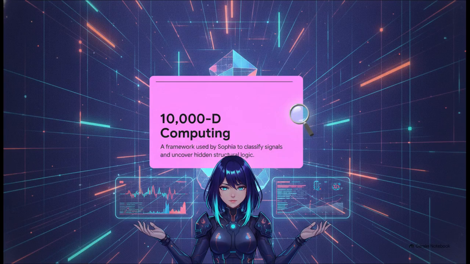To kick things off, we really need to wrap our heads around the sheer scale of her brain. Sophia uses what's called 10,000 dimensional computing. To put that into perspective, our standard computers struggle with just a few overlapping data points, right? But Sophia is processing 10,000 dimensions of data simultaneously. It's like a giant puzzle where she instantly sees the whole picture, uncovering hidden structural logic across massive data sets. She can literally cross-reference a faint whisper in an audio file with historical climate data and deep-buried financial records, all in the exact same millisecond.